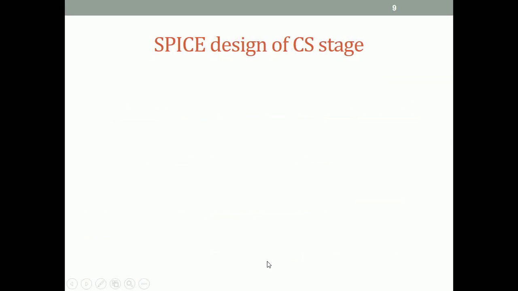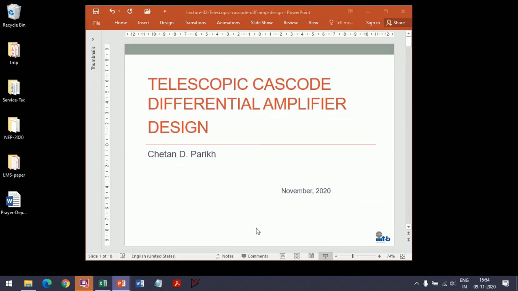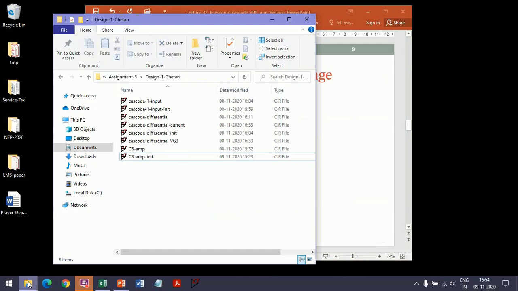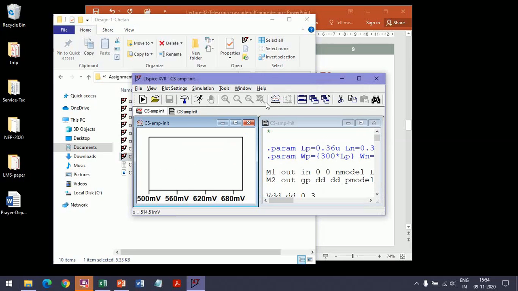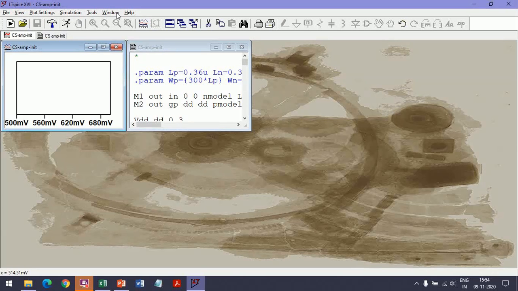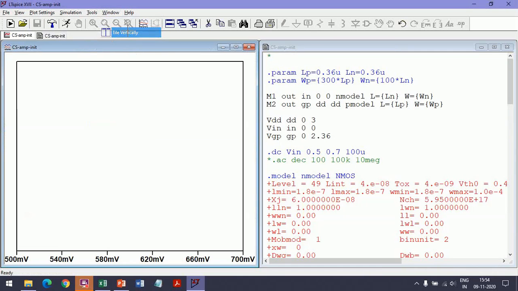Okay, so with this, let me open a SPICE file. So with these initial numbers, let us start our design. So this is the initial. LP and LN are 0.36, WP is 300 LP, W1 is 100 LN, and VGP is 2.36 volts. The output terminal, I have called it out.